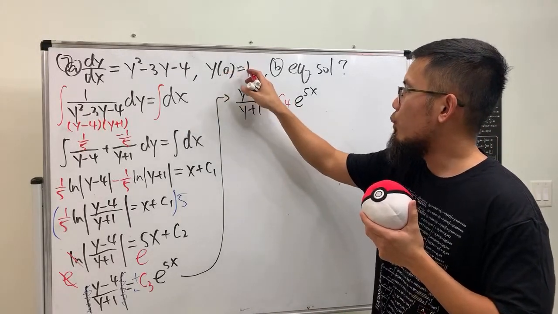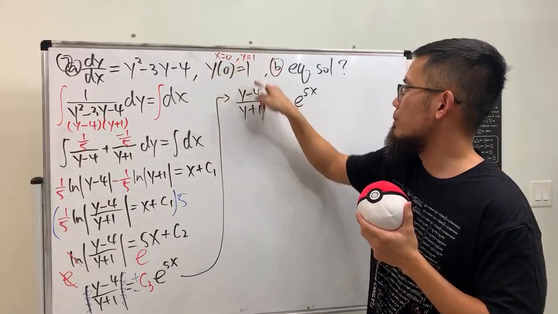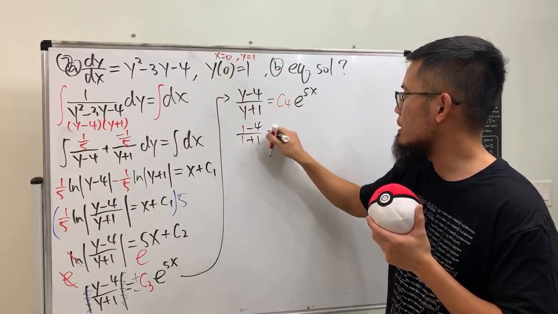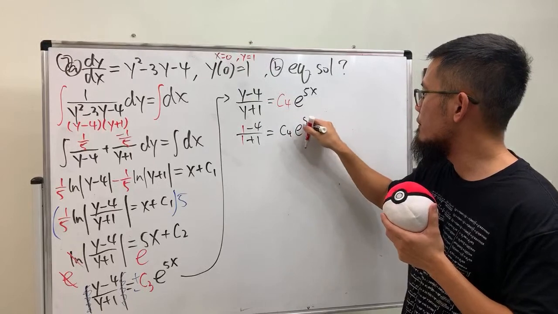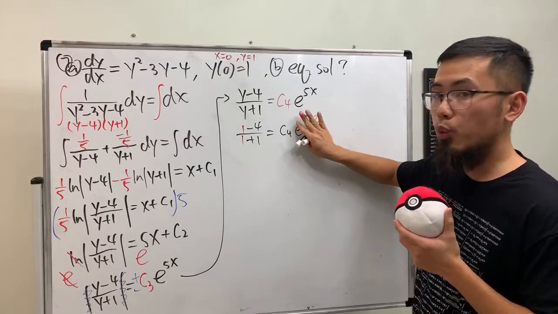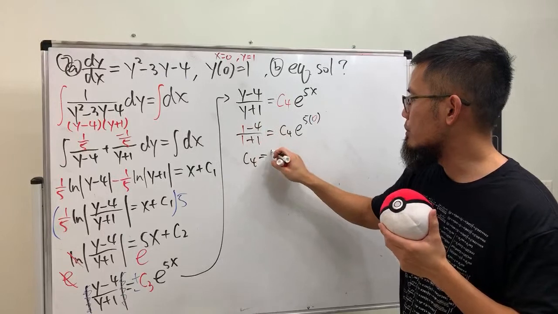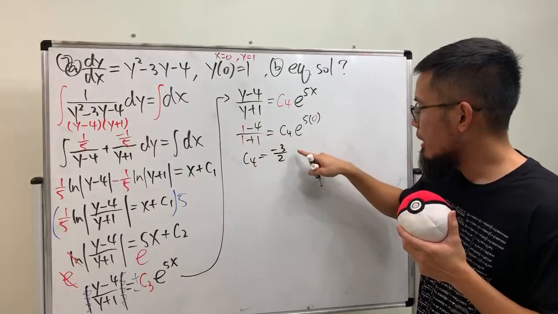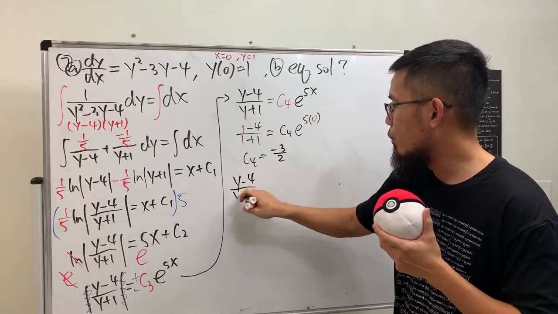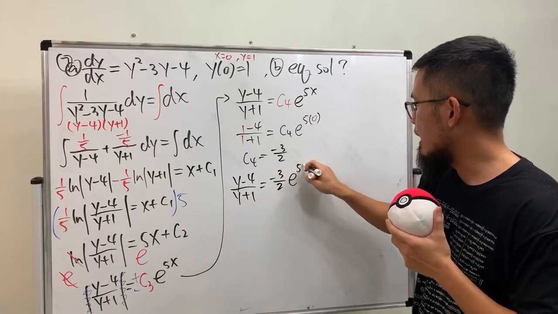When y is equal to 1, x is equal to 0. So putting 1 in here: 1 minus 4 over 1 plus 1 equals C4 e to the 5 times x, which is 0. Good. And that will be 1. So that means C4 equals negative 3 over 2, negative 3 halves. And then put this right here. So we have y minus 4 over y plus 1 equals negative 3 over 2 e to the 5x.